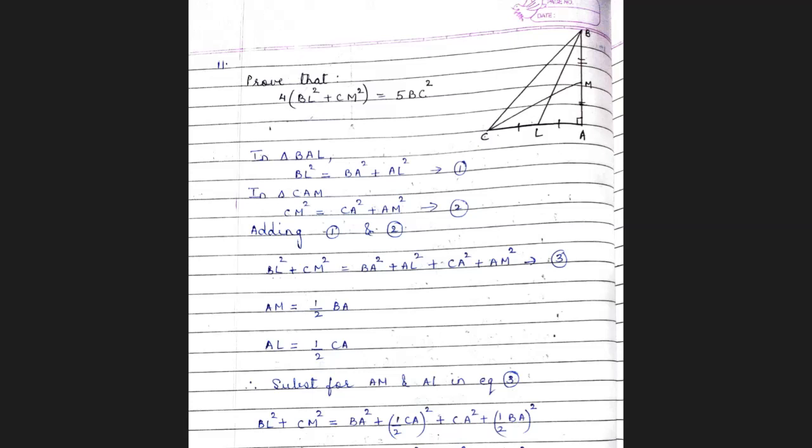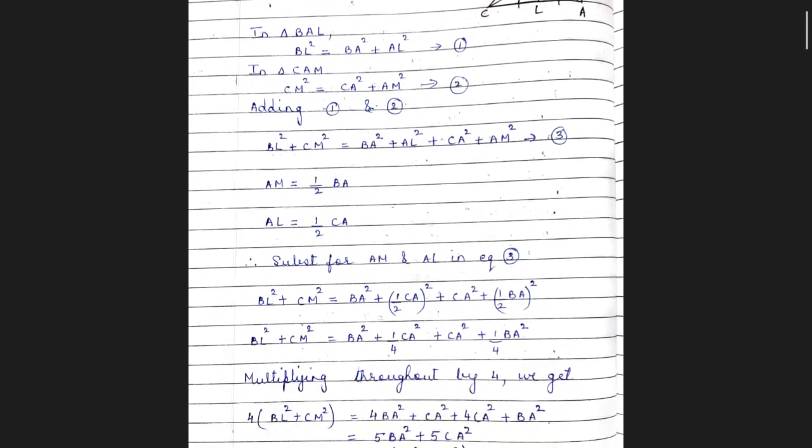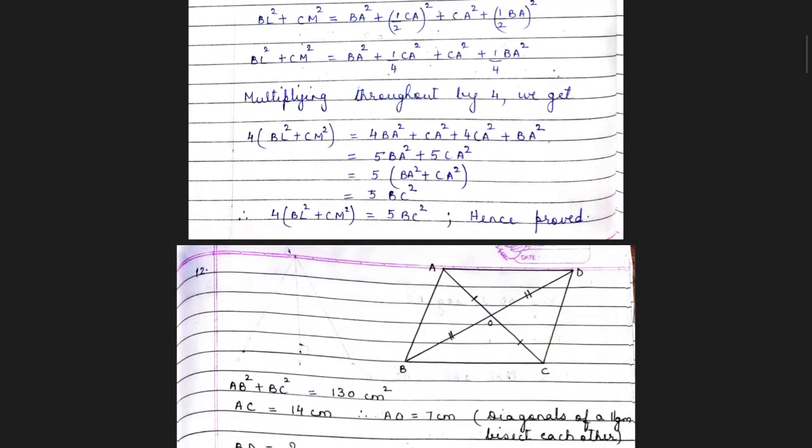Now in place of AM, I can write it as half BA, and in place of AL, I can write it as half CA. Now substituting for AM and AL in equation 3, I get BL square plus CM square equal to BA square plus half of CA the whole square plus CA square plus half BA the whole square. Now when I square it, I get 1/4 CA square and 1/4 BA square in its place. Now, since I do not want the fractions, I'm going to multiply throughout by 4.